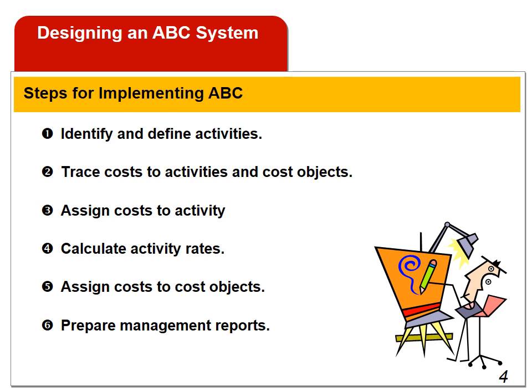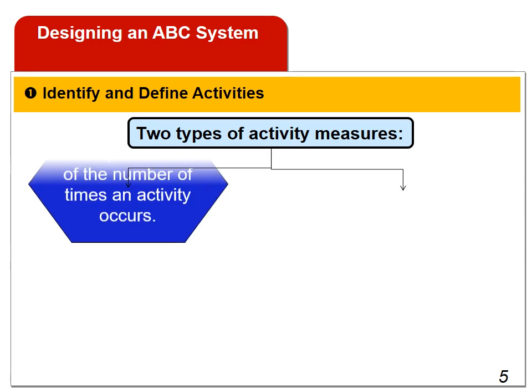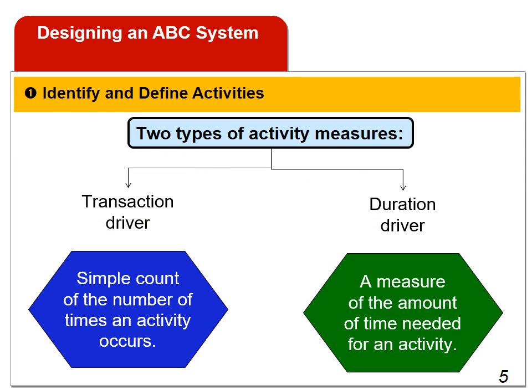Identify and define activities. Trace costs to activities and cost objects. Assign costs to activity. Calculate activity rates. Assign costs to cost objects. Prepare management reports. The first step is to define activities per department.